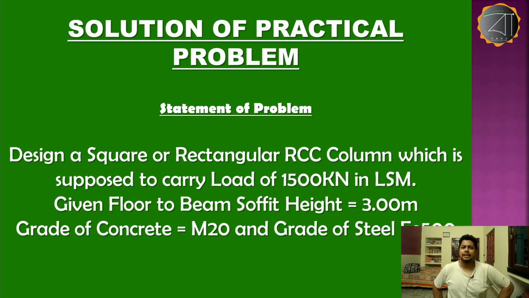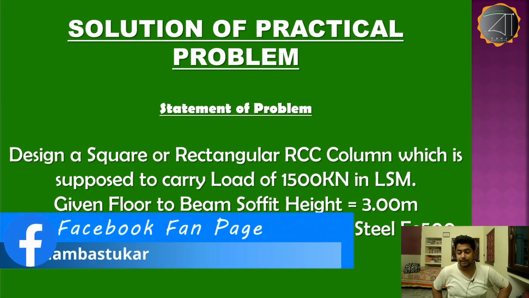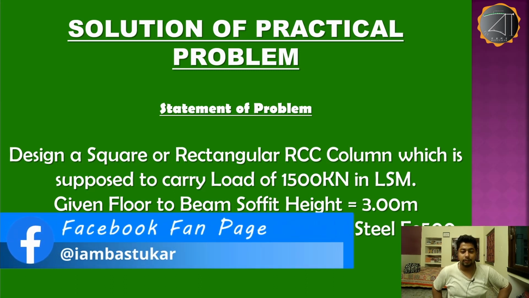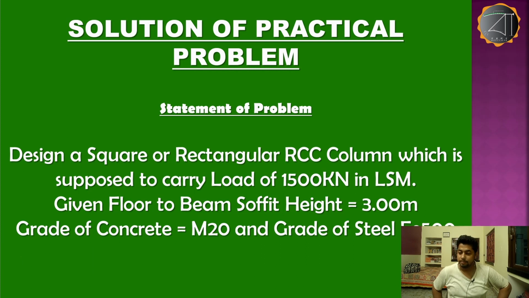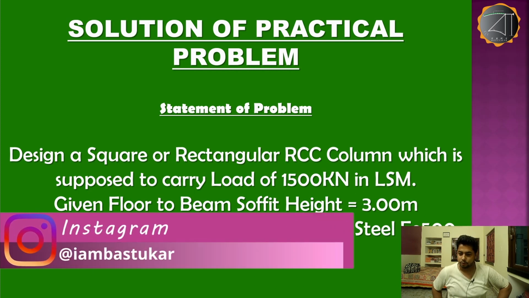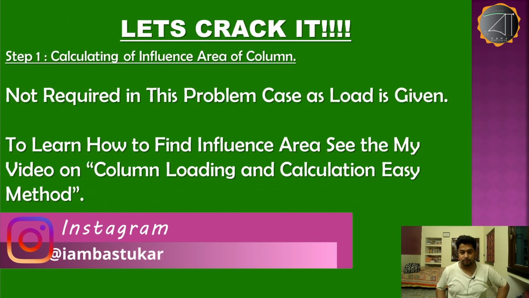So let us solve a practical problem. First, we must get a problem to solve. So we have a statement of problem over here. It states: design a square or a rectangular RCC column which is supposed to carry a load of 1500 kilonewton in LSM, that is limit state method. Given floor to beam soffit height 3 meter, grade of concrete is M20 and grade of steel is Fe 500.